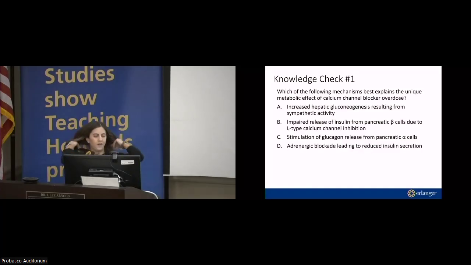So we're going to do our first knowledge check. Which of the following mechanisms best explains the unique metabolic effect of calcium channel blocker overdose? A, increased hepatic gluconeogenesis resulting from sympathetic activity. B, impaired release of insulin from pancreatic B cells due to L-type calcium channel inhibition. C, stimulation of glucagon release from pancreatic alpha cells. Or D, adrenergic blockade leading to reduced insulin secretion.